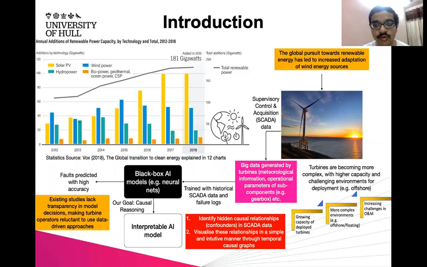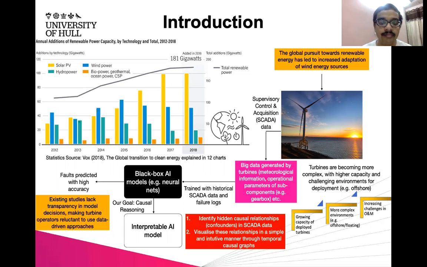And this leads to lots of operational inconsistencies in the turbine, which require careful and challenging operations and maintenance to fix them or avoid the failures. Previously, historical work has used the data which turbines generate from the different sensors in their subcomponents, which measure the operational parameters in the turbine. These have been used to train AI models which can predict faults with high accuracy.